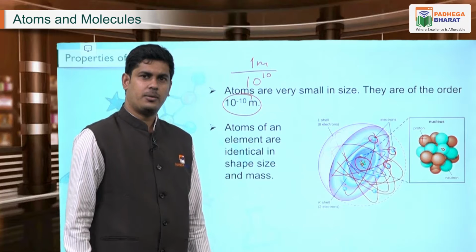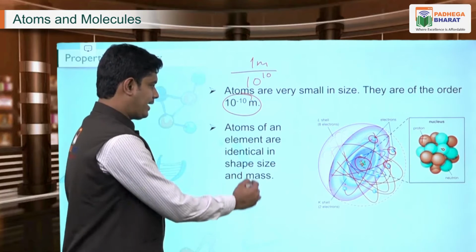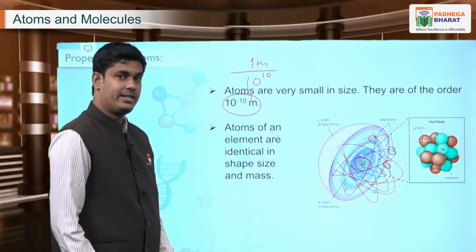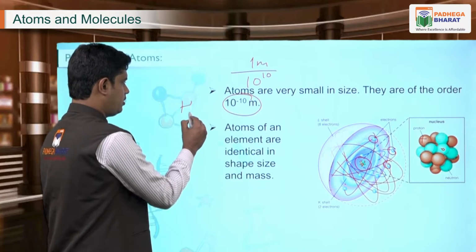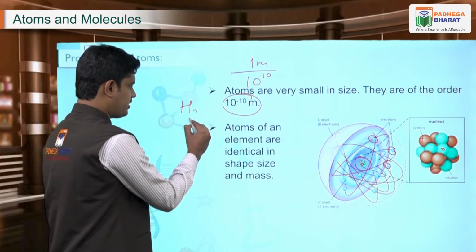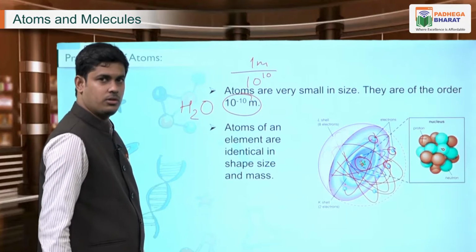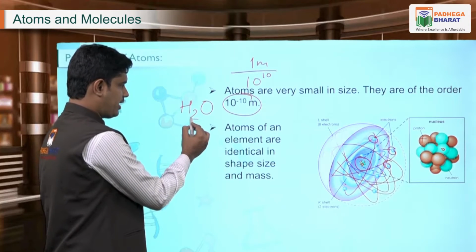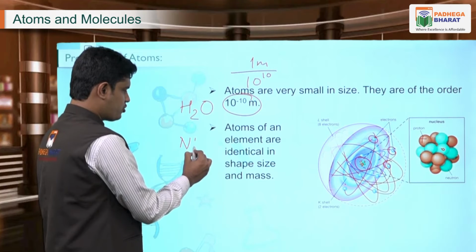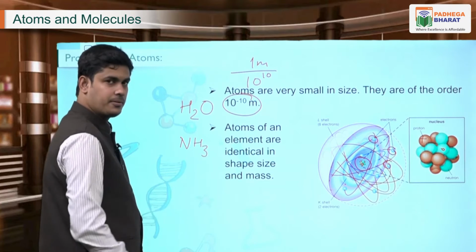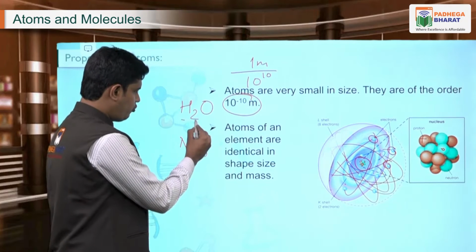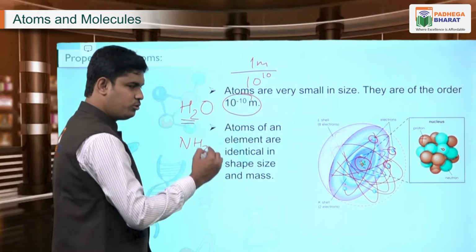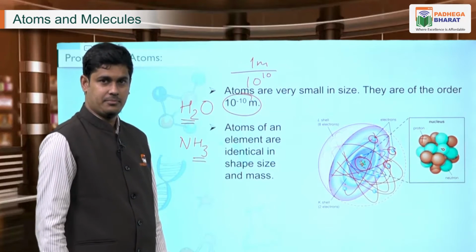Certain properties of atoms that we should know are: atoms of the same element are identical in size and shape. That means if I take a hydrogen atom in water, H2O, and a hydrogen atom in ammonia, even though these two molecules are different, the hydrogen atom over here and the hydrogen atom in ammonia are going to be exactly the same.